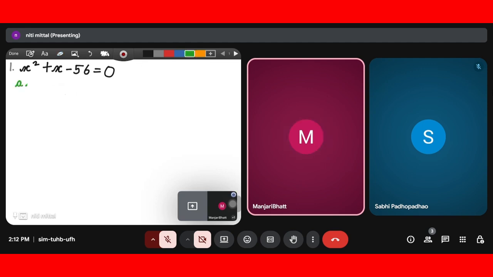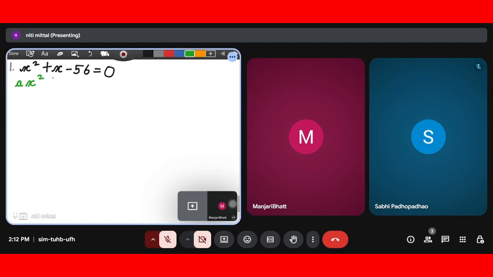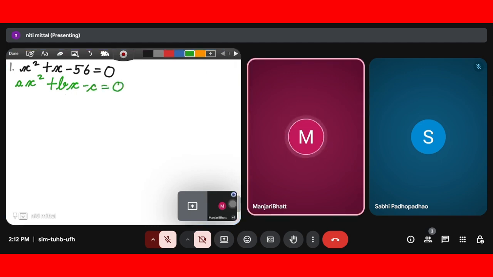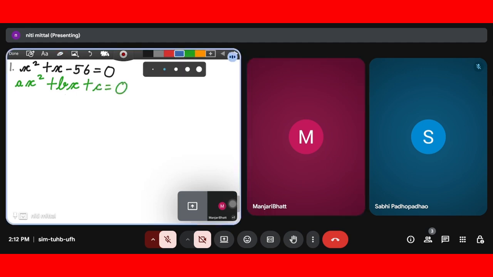Is it right? It's not minus, it's plus c. Yeah. So first I have to write 1x square plus 1x minus 56 is equal to 0. Yes.